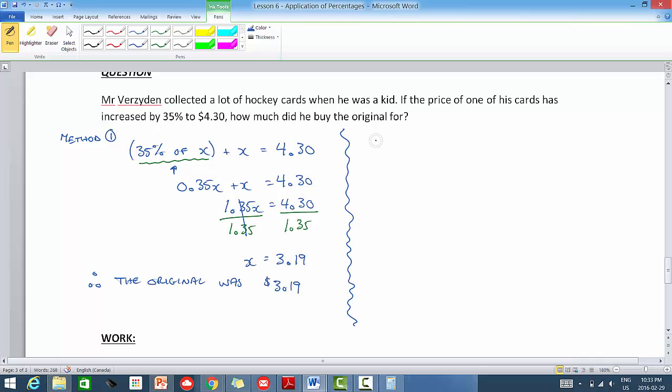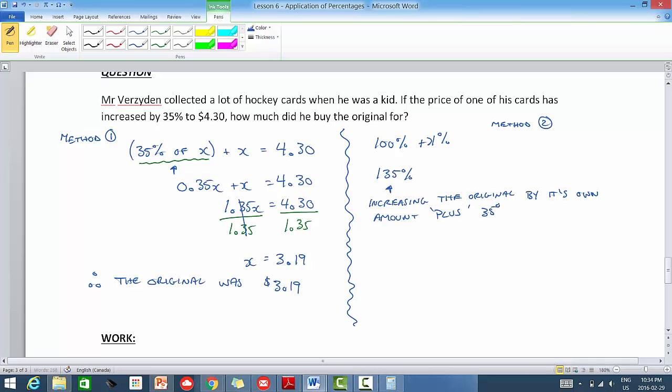Okay, another way that we can look at it is that if something increases from an original price, it increases by the original amount, which was 100%, plus another X percent. So this is going to be method 2. This sort of skips a step here. It gets us right down to the 1.35 right away. What this is saying is 135%, so increasing the original by its own amount plus 35%. So it's a total of 135%.